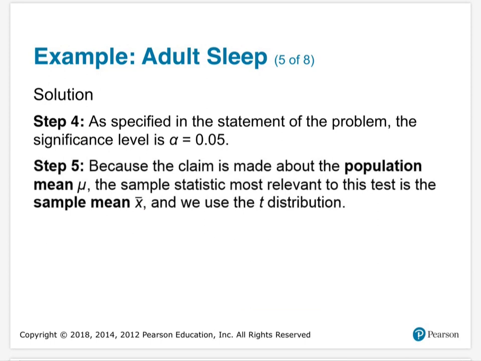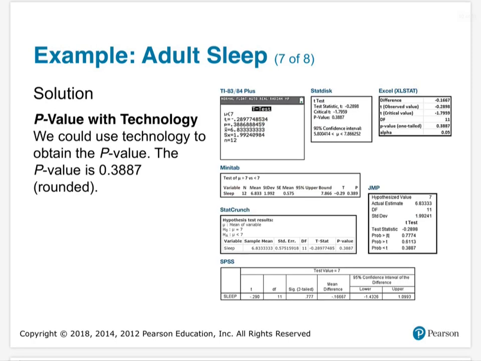All right, so step 4, alpha is 0.05, population mean, sample mean, find all that stuff like usual. Here's the p-value from technology. They have a whole bunch of technology there. There's the p-value. So what does that p-value mean? 0.3887. 38%. Higher. 38% what? What does that mean? 38.87% of what? What is a p-value?